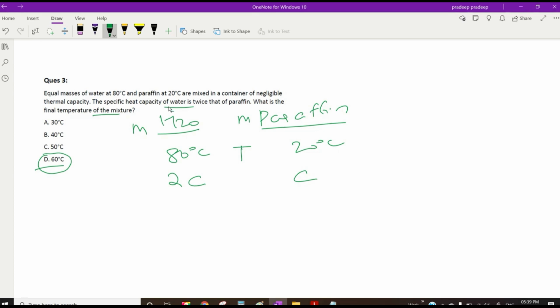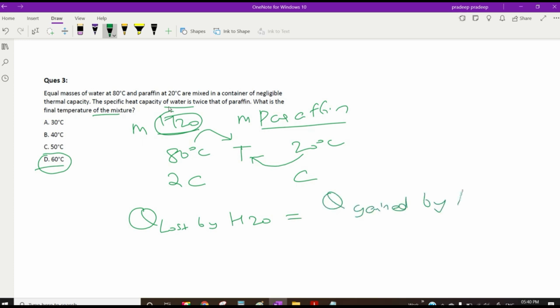So basically what will happen is water will lose energy so that its temperature drops from 80 to T, and paraffin on the other hand will gain heat energy so that it increases its temperature from 20 to T degrees Celsius. So basically what you have to do is equate the heat lost by water to the heat gained by the paraffin. The heat is given by mass into specific heat into temperature difference. Now mass is the same for both, so on both sides I can write m. Now for specific heat, 2C is for water and C is just for paraffin.